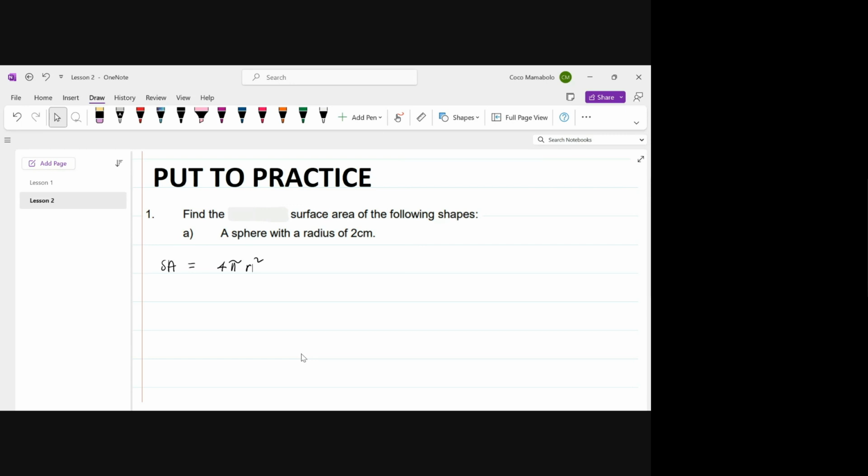Where did 501 come from? Ah, there we go. Okay, yeah, that makes a lot more sense, right? So I know that my surface area is going to be 4 pi times 2 squared, which is 50,265 centimeters squared. Easy things. Very, very easy.